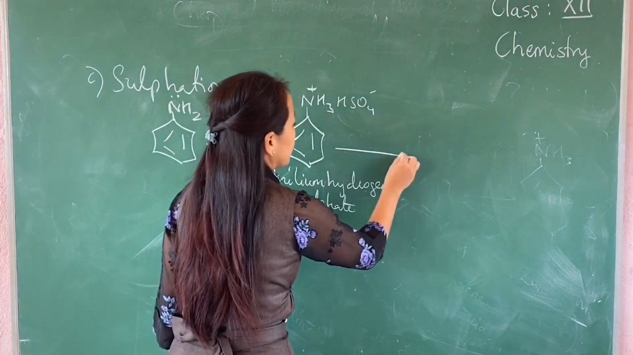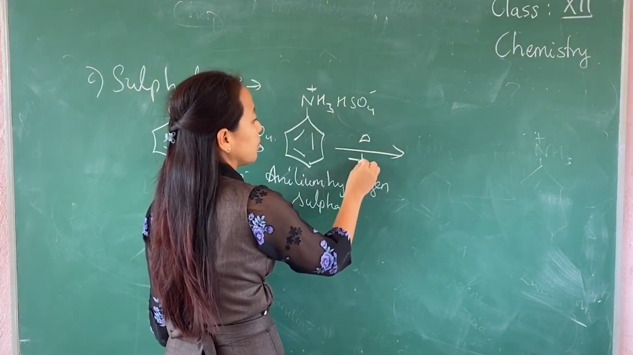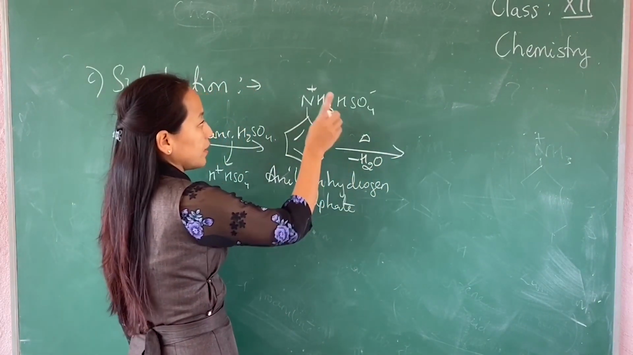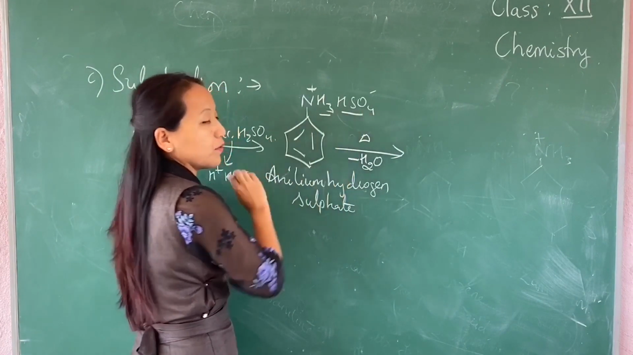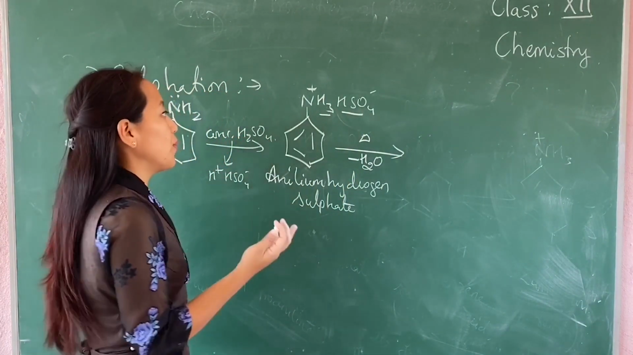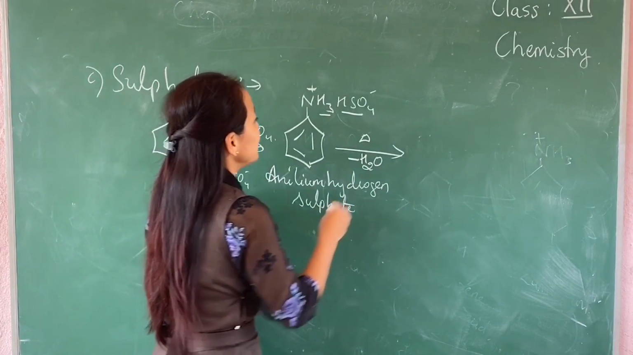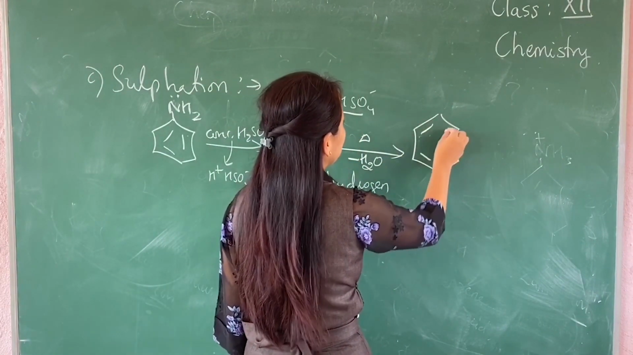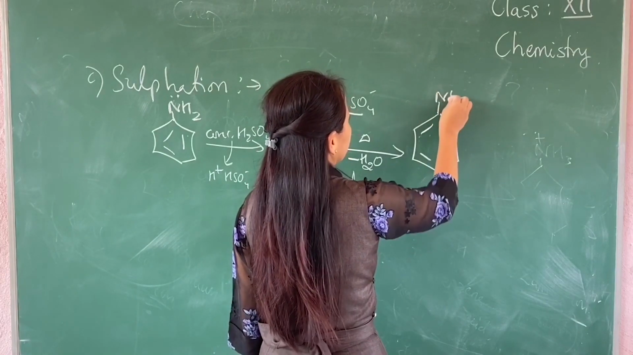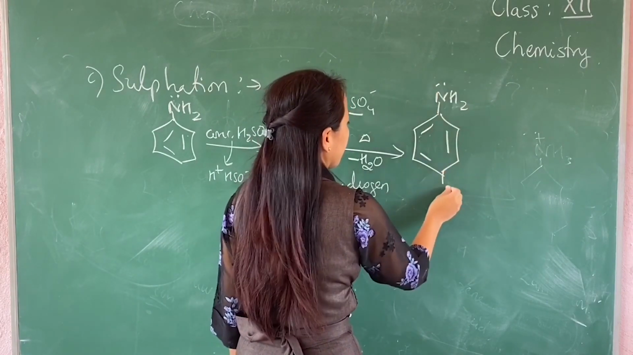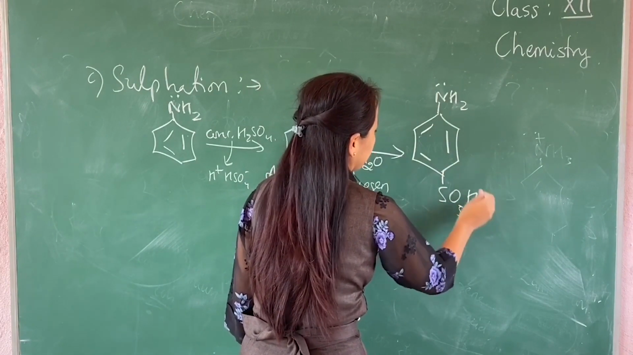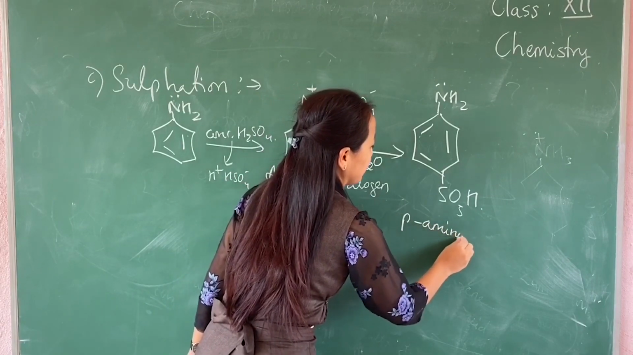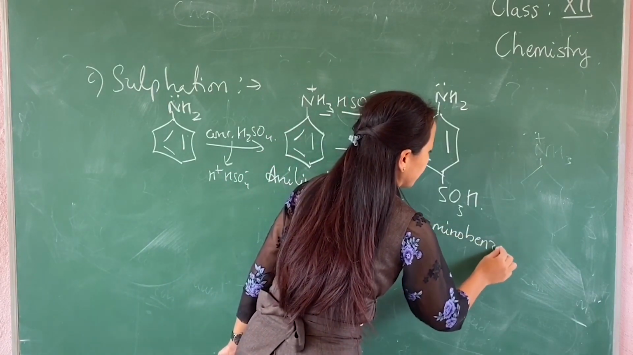Now, this on heating, a molecule of water gets removed. Now, from this one hydrogen atom and from this one OH combines together to form a water molecule, and it leads to the formation of NH2, SO3H. Now this is called as para-amino benzene sulfonic acid.